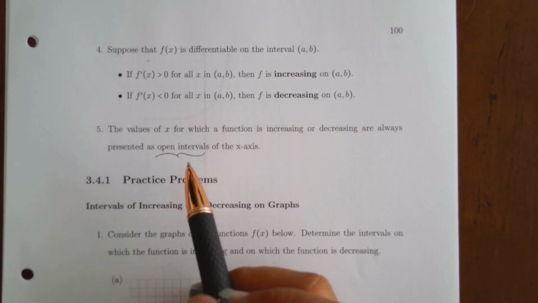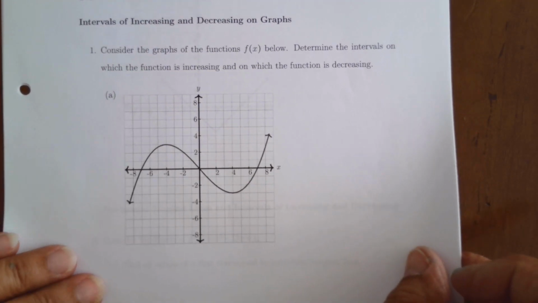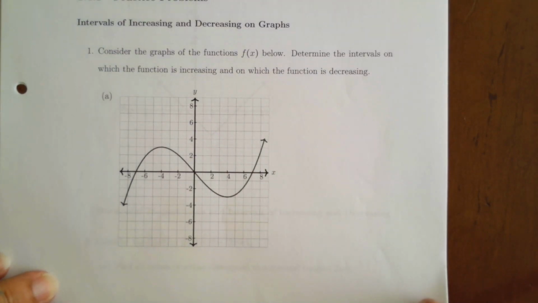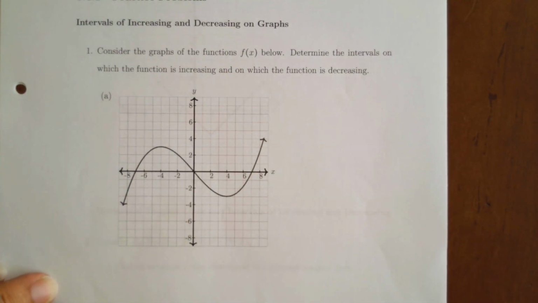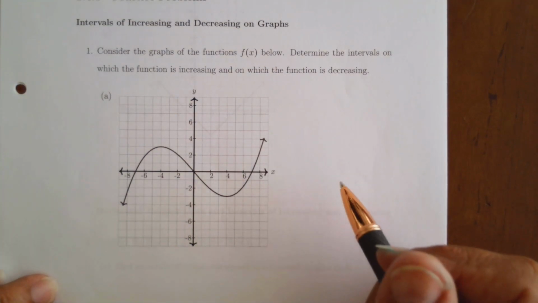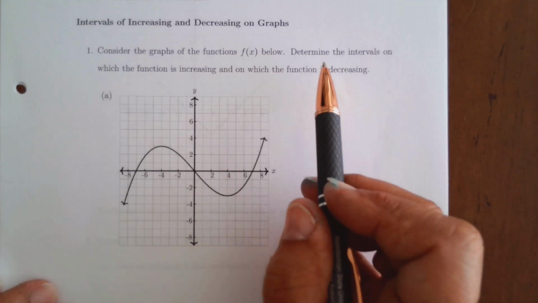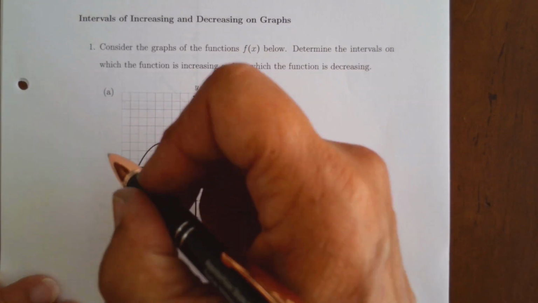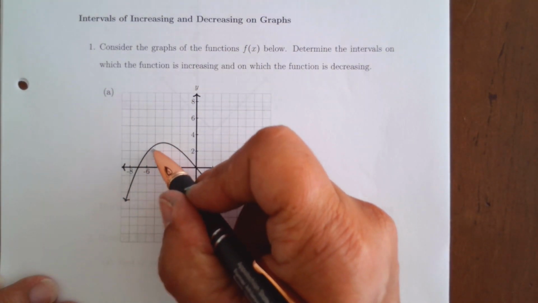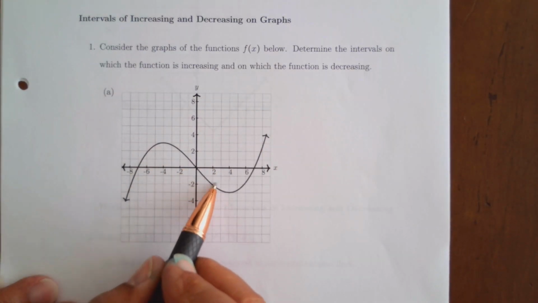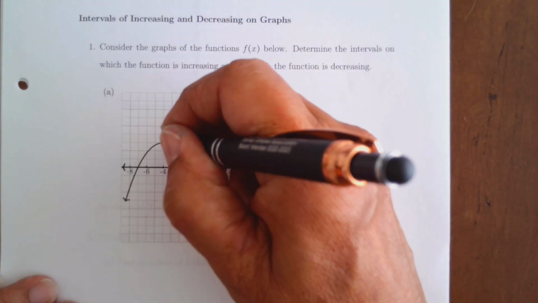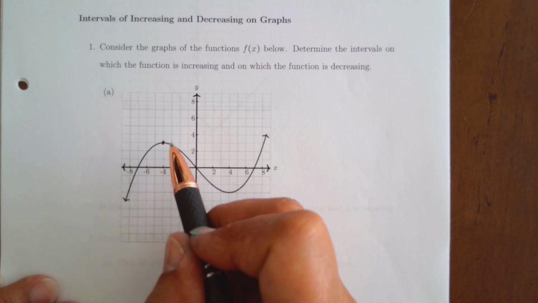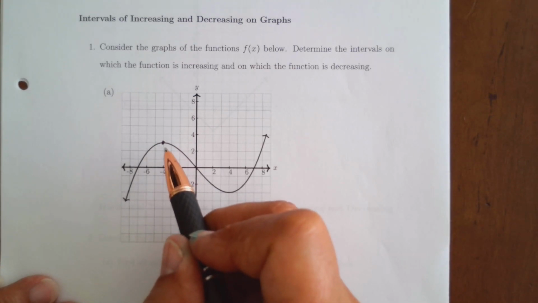For everything you give me with increasing and decreasing, you're going to be using parentheses because it's always going to be open. Okay? All right, so we're going to start by just looking at a function itself and just listing the intervals for where they're increasing or decreasing to make sure you understand that part of it. Okay, then we'll get into the derivatives. So for number 1, part A, it says, consider the graph of the function below. Determine the intervals for which this function is increasing and where it's decreasing.